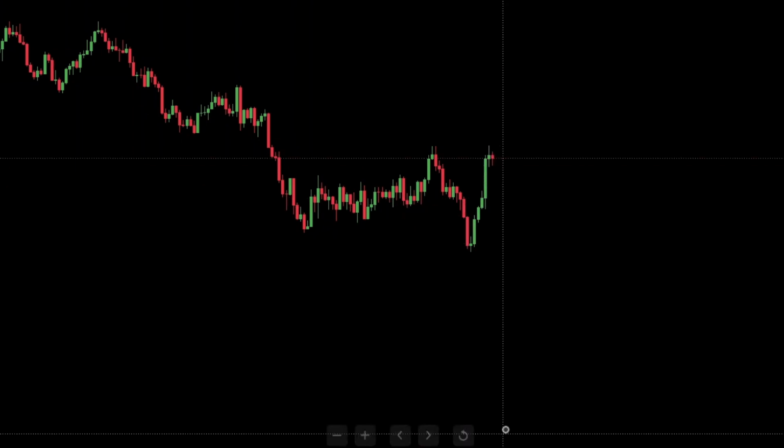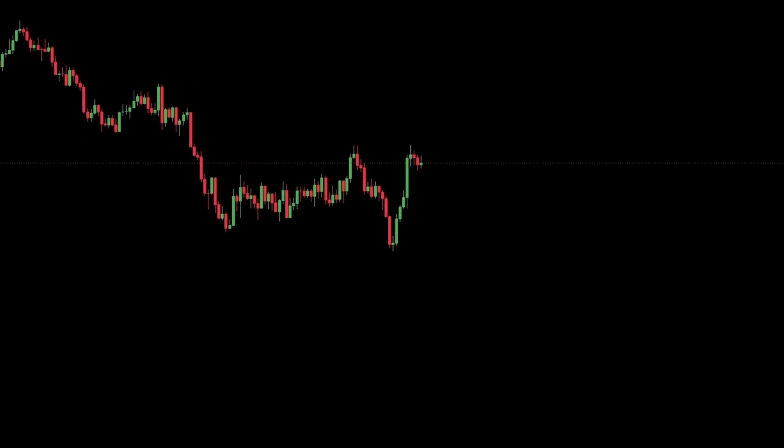As always, I'm waiting for a clean price move, and I want to see price create a break of structure.